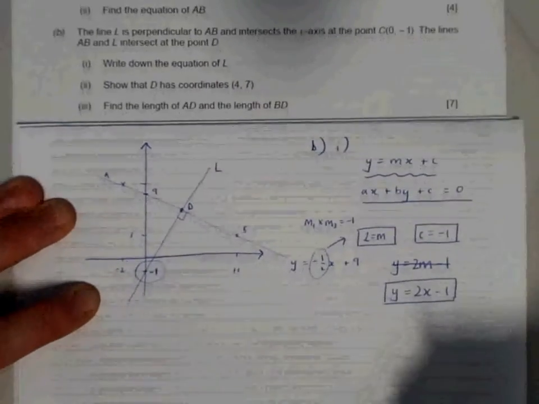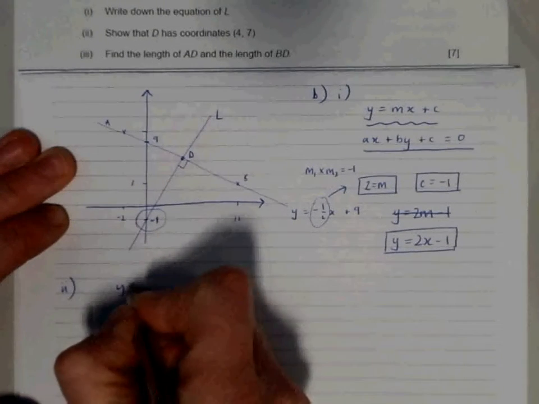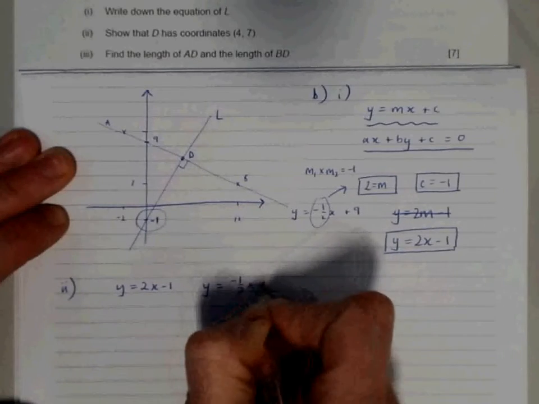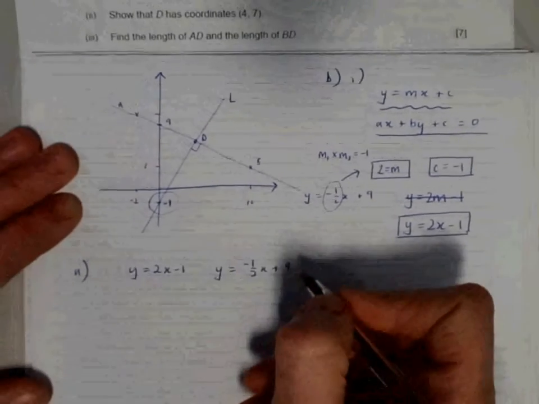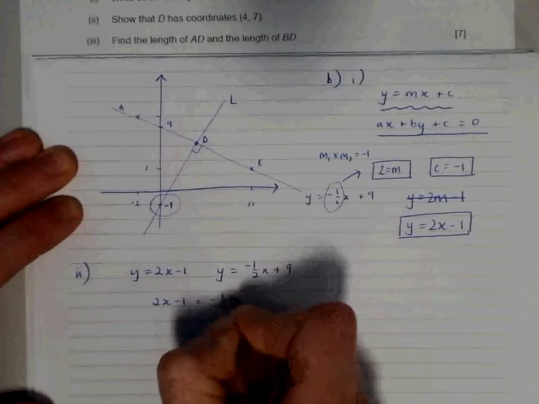Where two straight lines intersect, simultaneous equations. So one of the equations we're looking at is y equals 2x minus 1. The other one was y equals minus a half x plus 9. Well, that's not too bad, is it? They both equal y, so I can make them equal each other.